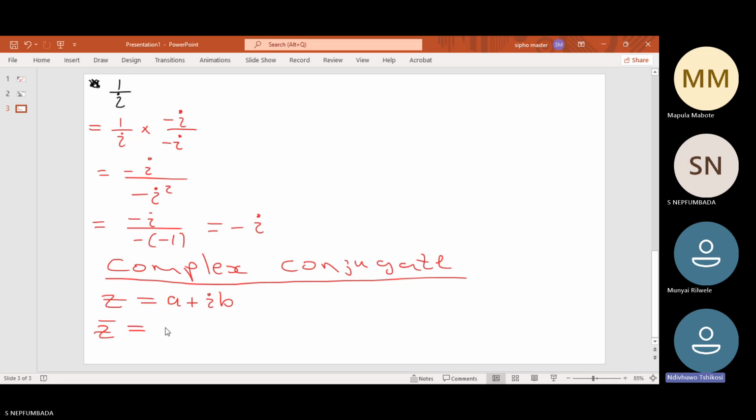No. The conjugate only affects the imaginary part. So z conjugate is a minus ib. So if z is equal to 2 minus 3i, what is our z conjugate? You can put it as a star. It's 2 plus 3i. Is it difficult?